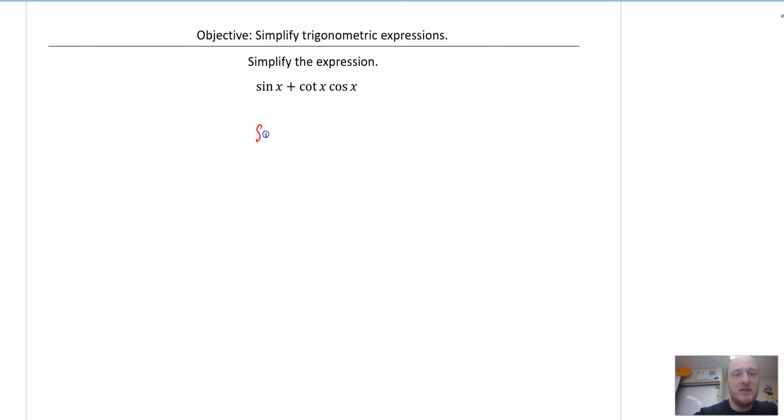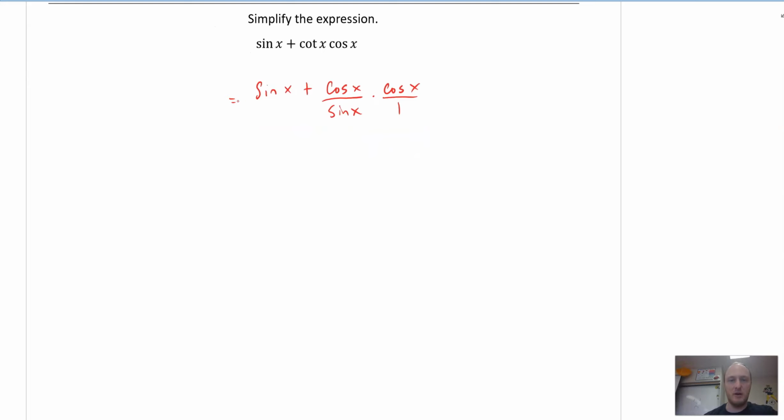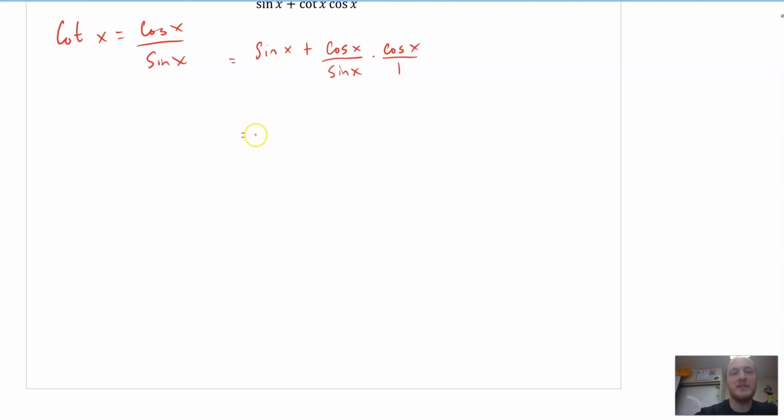So I hope you see that this is sine of x plus cotan, right? And cotan is cosine over sine, over 1. So those are similar. Again, all I did was substitute out cotan of x. That's cosine over sine. So now I can go ahead and multiply my sines together. So I have sine of x plus cosine squared of x over sine of x.